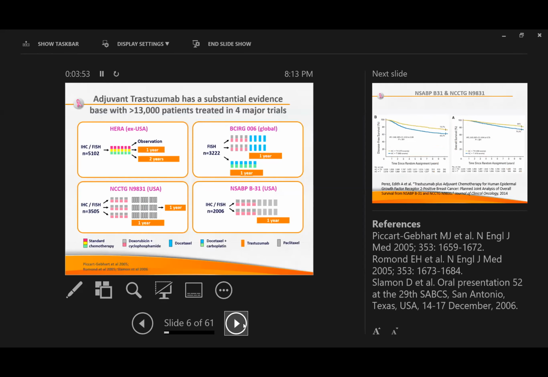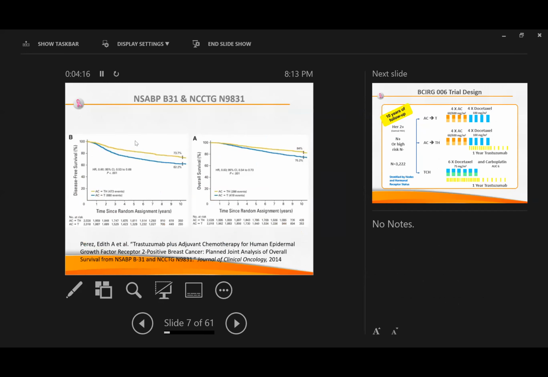Now, the 4 pivotal trials wherein we got evidence to use adjuvant trastuzumab in HER2 positive breast cancer, we started off with the NSABP B31, then the N9831. These both were done in America. Then there was the BCIRG 006, which looked at avoiding anthracyclines, and then the HERA trial, which established 1 year as the standard duration. So now remember, till these trials came around, the standard of care, as usual, was vanilla, just AC followed by a taxane.